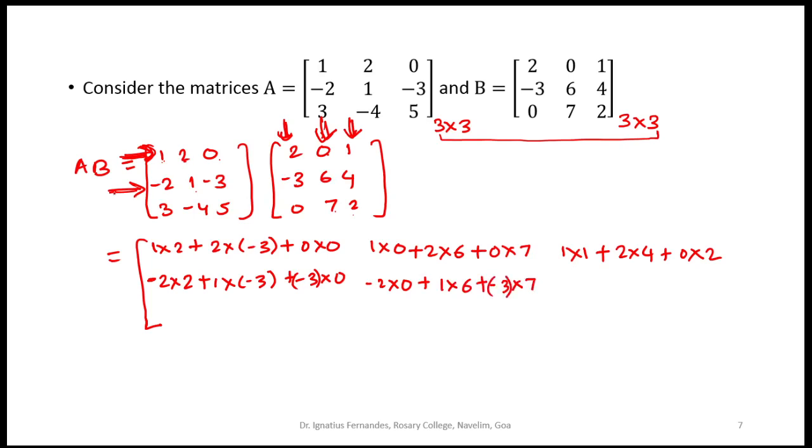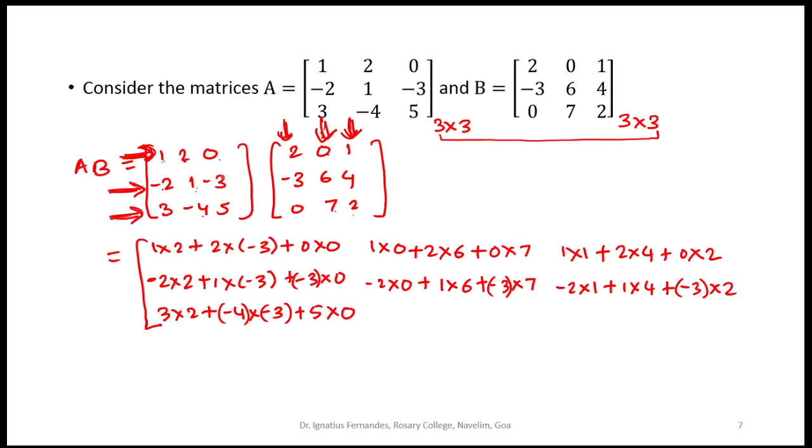And then now I multiply this row to the last column. So minus 2 into 1 plus 1 into 4 plus minus 3 into 2. So then last row, I go to the last row, and now last row multiply to these 3 columns. So 3 into 2, plus minus 4 into minus 3, plus 5 into 0.